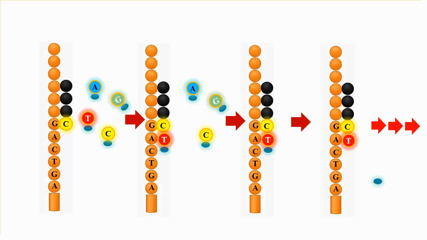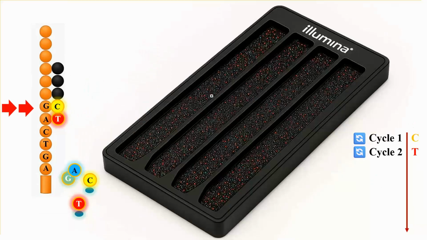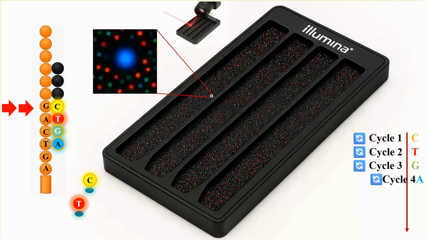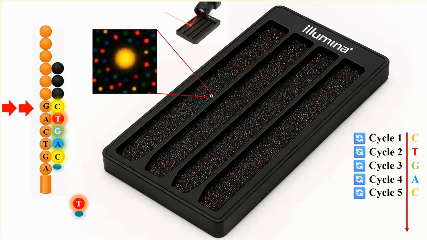This continues for the total number of cycles in the read. For example, a 150 base read will repeat this process 150 times. Cycle by cycle, the DNA sequence is built one base at a time across millions of clusters simultaneously. As we can see here, nucleotides are being added one after another. This is why it is called sequencing by synthesis, because the sequence is determined as the DNA strand is being synthesized.